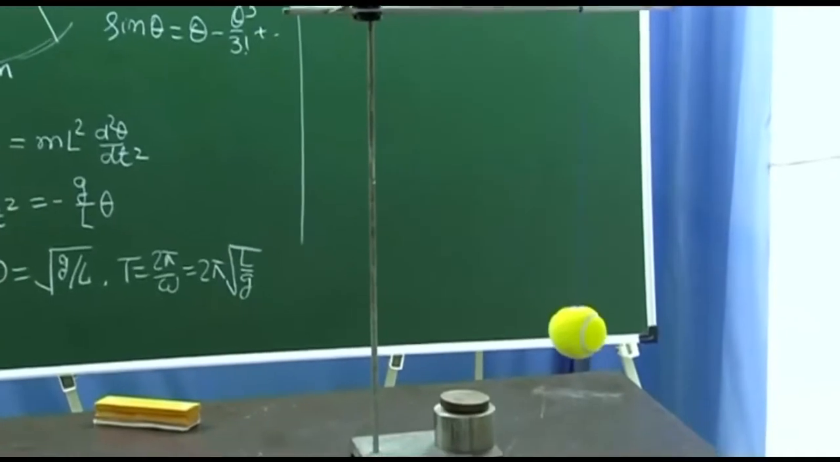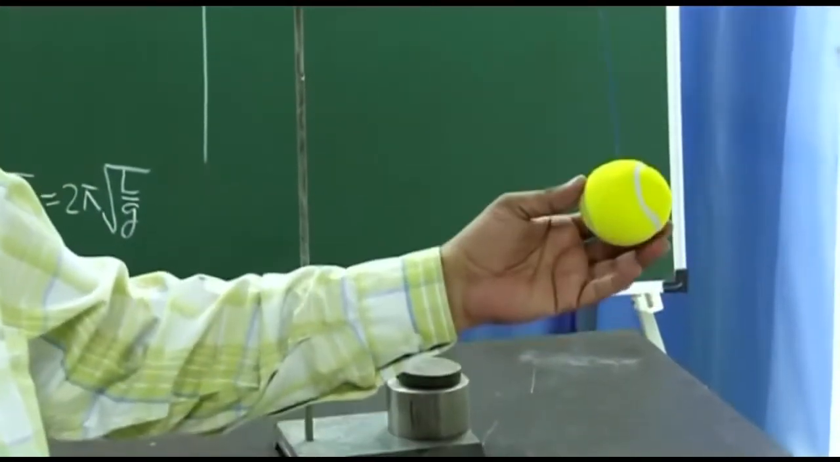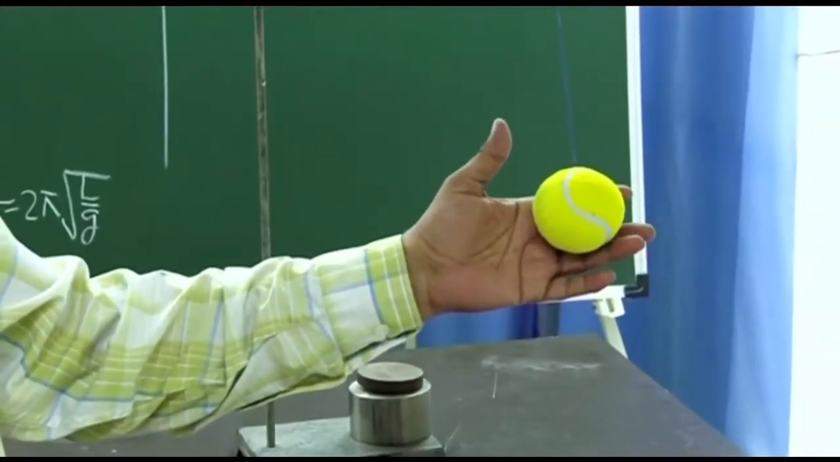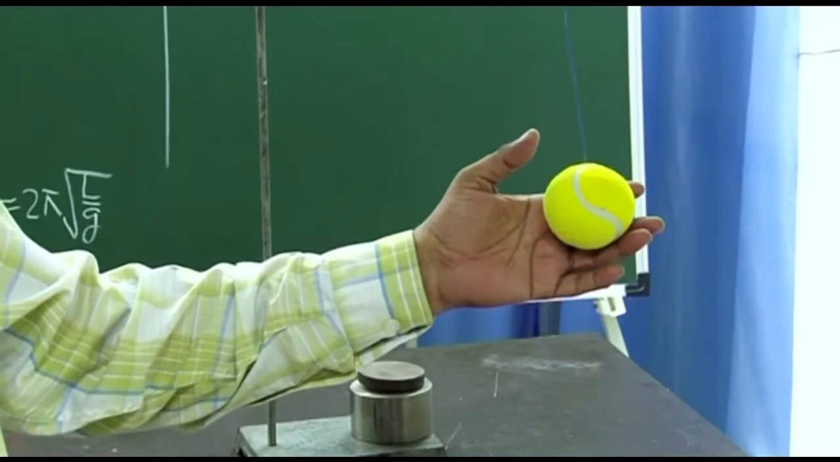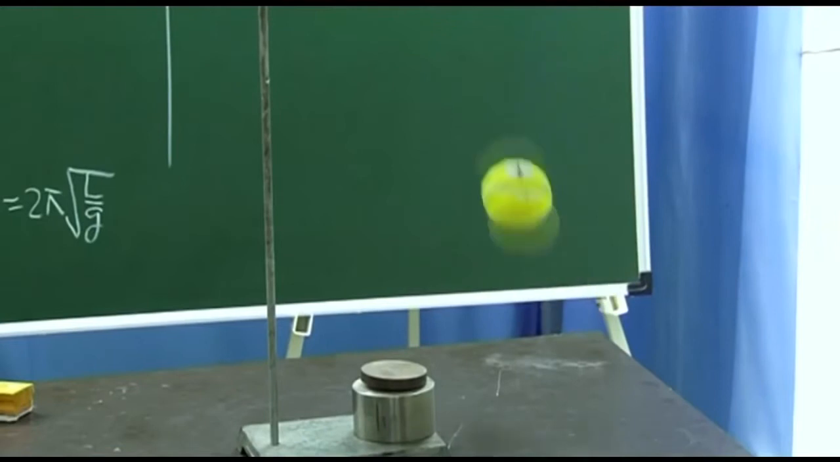Now let me oscillate it with a large amplitude. So I am pulling it to a large angle. This angle, although I am not measuring, must be more than 45 degrees, and I will leave it from here.